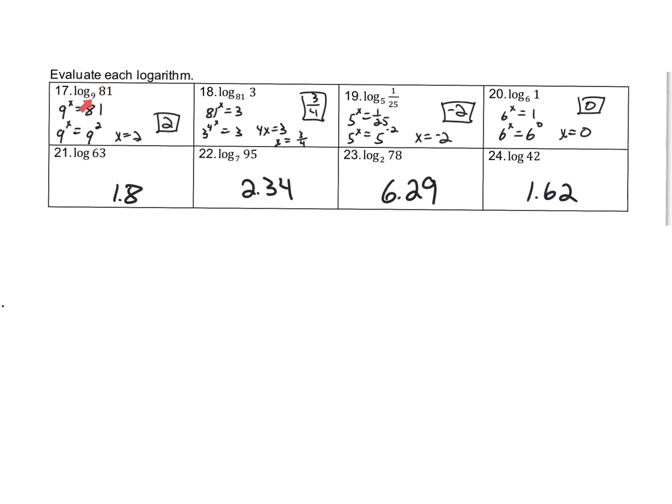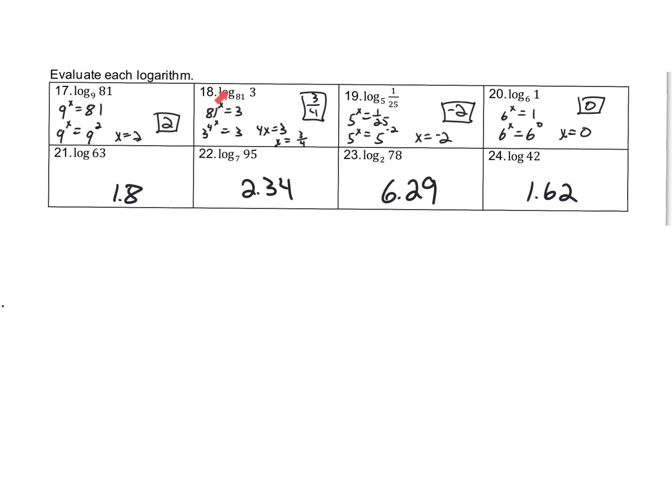Okay, to evaluate that, this base of 9 to the power of x has to equal 81. Well, you might already know that 9 squared is 81, but if we turned 81 into a power of 9, it is 9 squared, so you see the exponents. We set those equal to each other, x equals 2, and that's why it evaluates at 2, okay? And of course, if you put these into the calculator, you're going to get 2 as well.